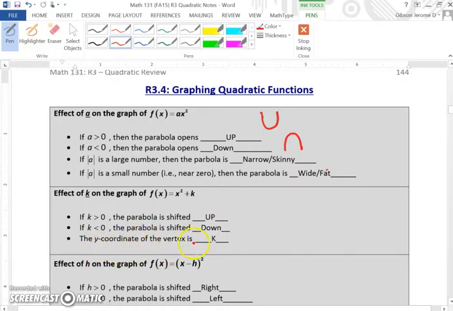The y-coordinate of the vertex is k. So whatever k is, remember your vertex is an x and y value. So whatever your k value is will be the y of your vertex.